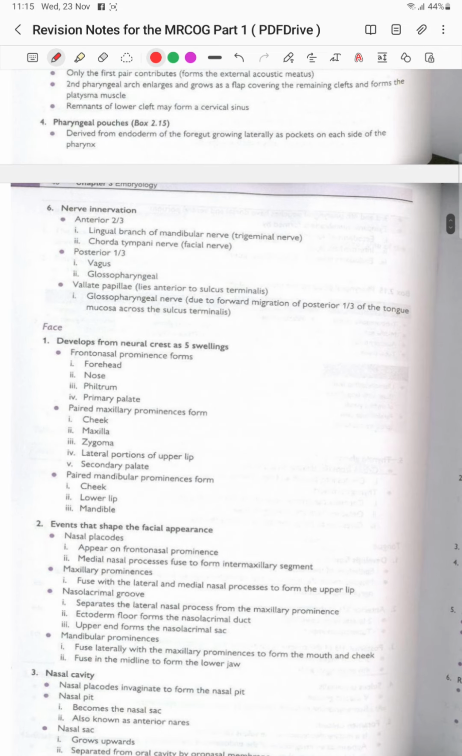Now the nerve innervation: in the anterior two-thirds, it is the lingual branch of the mandibular nerve and the chorda tympani nerve, and the posterior one-third is the vagus and the glossopharyngeal nerve. The vallate papillae lie anterior to the sulcus terminalis and are supplied by the glossopharyngeal nerve, due to the forward migration of the posterior one-third of the tongue and mucosa across the sulcus terminalis.